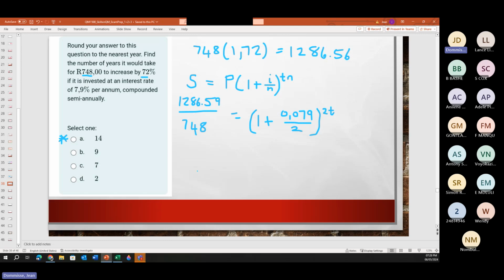So let's just quickly get to 1286.59 divided by 748, which is obviously 1.72 because that was the increase, and we could have only used that. Then it is 0.079 divided by 2 plus 1. So that is 1.0395.